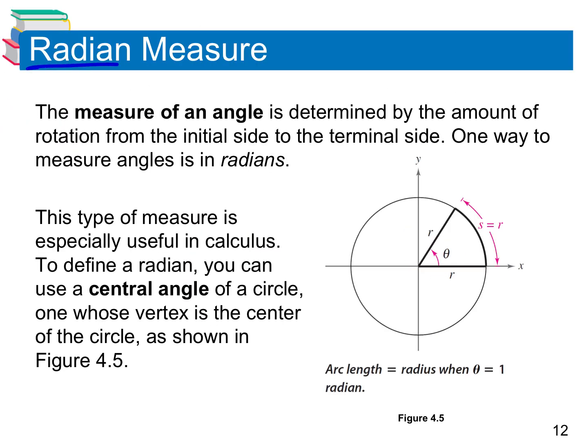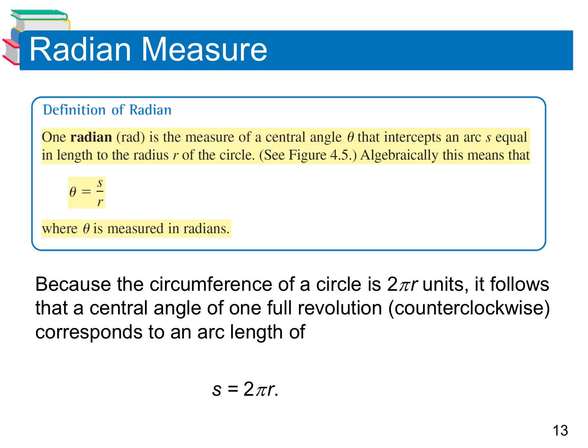One way that we can measure angles is in radians. The measure of an angle is determined by the amount of rotation from the initial side to the terminal side. This type of measure is especially useful in calculus. You can define a radian by using the central angle of a circle whose vertex is the center of the circle. So we'll talk about the length of a radian or the measure of it on the next page.